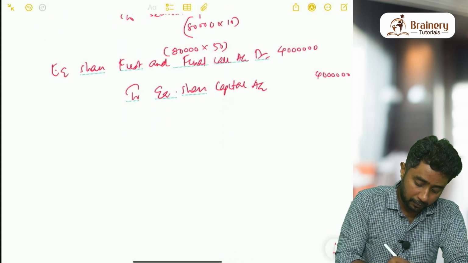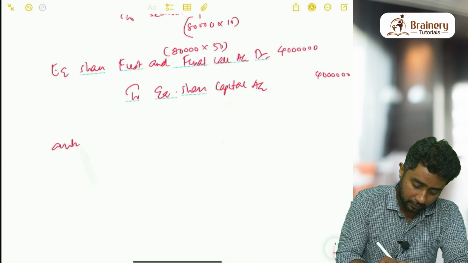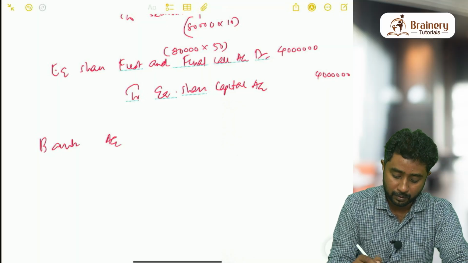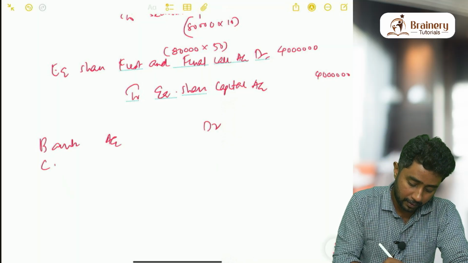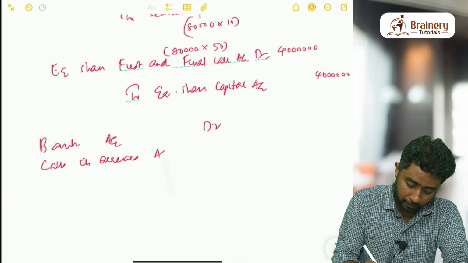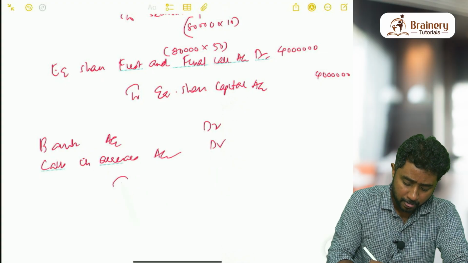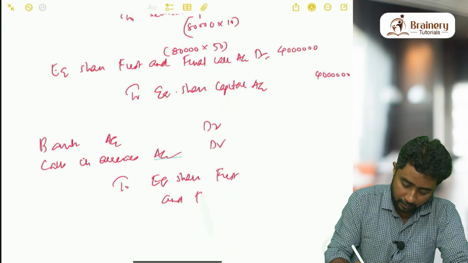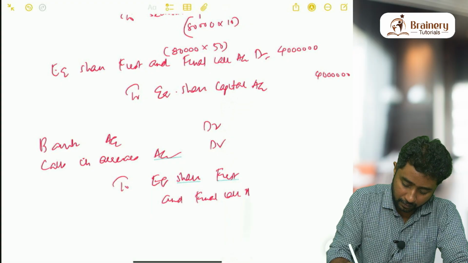Next is entry for receiving. You know that when it comes to first and final call, one person, David, is not paying the money. So we are writing calls in arrears here for recording the amount that he didn't pay. Without calls in arrears also you can do. To equity share first and final call account.